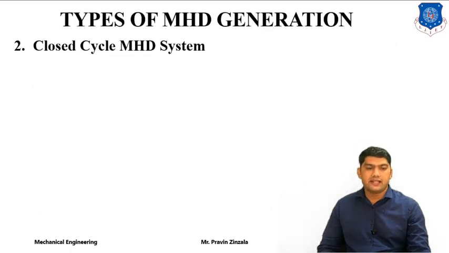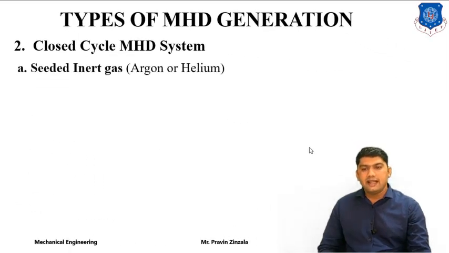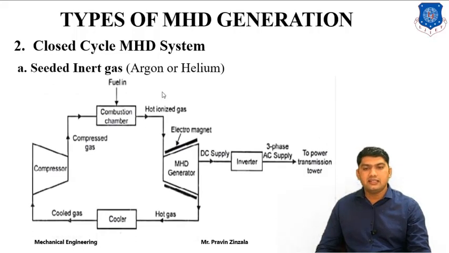Next is the closed cycle. The first one is the seeded inert gas, where an inert gas such as argon or helium is used. This cycle is also similar to our gas turbine cycle, with the same components: compressor, combustion chamber and MHD generator. And the inert gas will be continuously recirculated. So this is the basic principle of the MHD power generator. Here are the electrode and MHD magnet, perpendicular to the hot ionized gases.